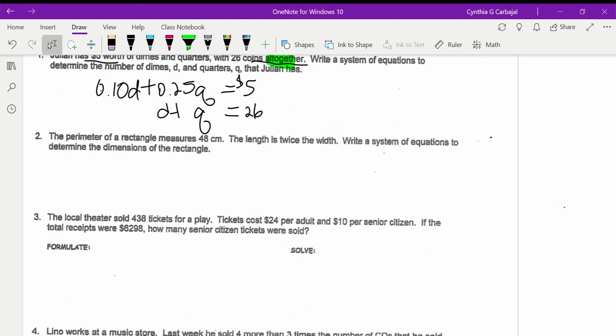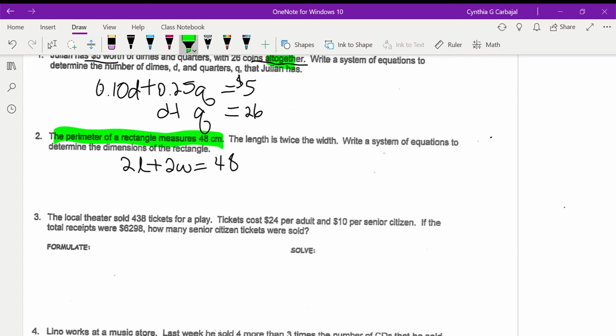All right, number two, the perimeter of a rectangle measures 48 centimeters. The length is twice the width. Write a system of equations to determine the dimensions of the rectangle. Okay, so our first equation comes from this first sentence. Now, it assumes that you know the equation for perimeter. You may or may not know it, but let me tell you what it is. The equation for perimeter is 2 times the length plus 2 times the width. That's the equation for perimeter. And it says the perimeter measures 48, so it equals 48 centimeters.